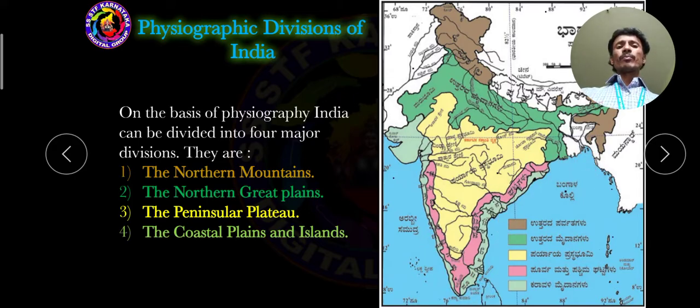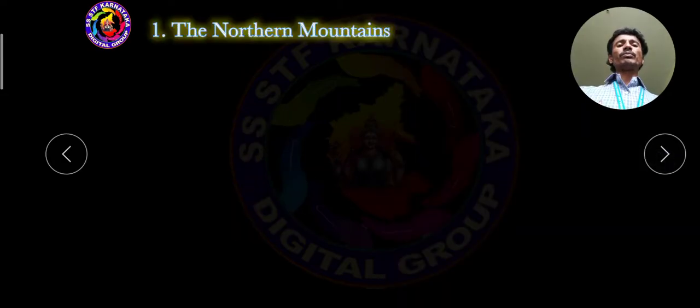So in total, on the basis of physiography, India can be divided into 4 major divisions. The first one is northern mountains, the second one is northern Great Plains, the third one is Peninsular Plateau, the fourth one is the coastal plains and islands. Islands means here we should consider the Andaman Nicobar Islands and the Lakshadweep Islands. These are the physiographic divisions of India.